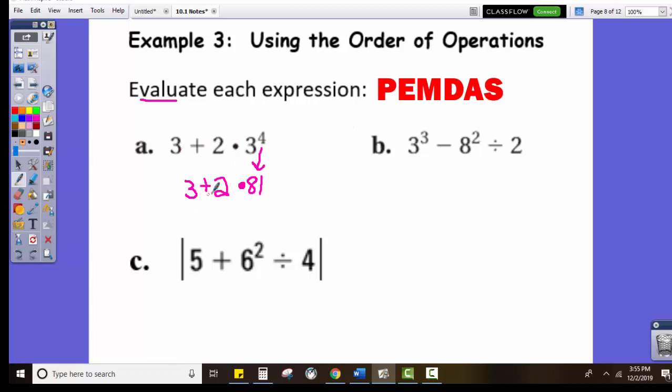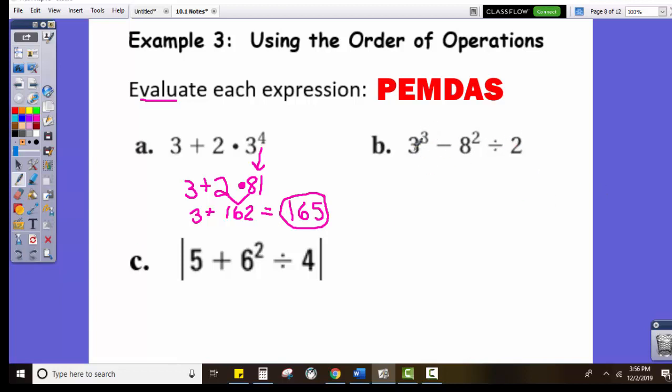So I brought down the 3 plus the 2 times the 81. Now, order of operations tells me I need to do 2 times 81 and then add 3. Multiply comes before adding. So 2 times 81, that's 162. And then bring down the plus 3. And 3 plus 162 is 165. So the value of that expression is 165.